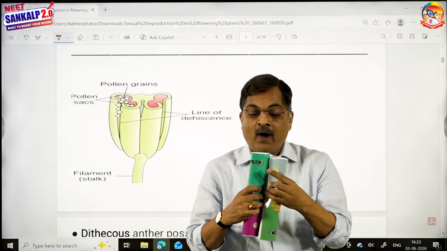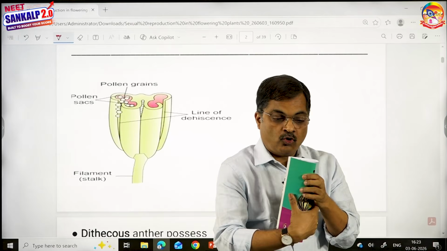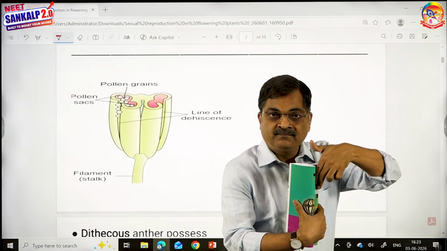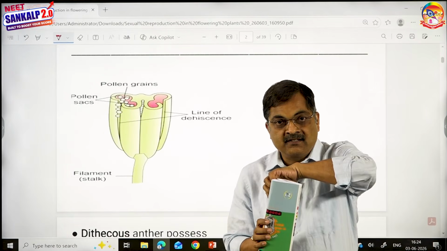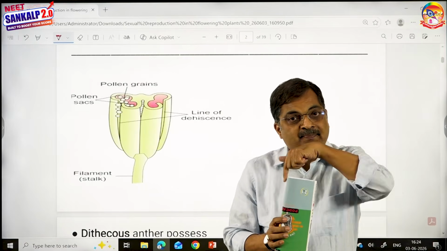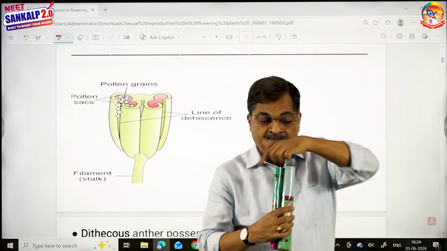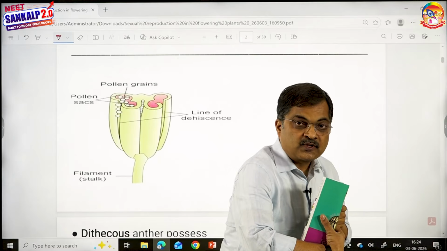So therefore, one more lobe. This is one more lobe. So one lobe on this side, one lobe on this side. So now tell me, how many lobes are present here? One on this side, one on this side. There are two lobes.